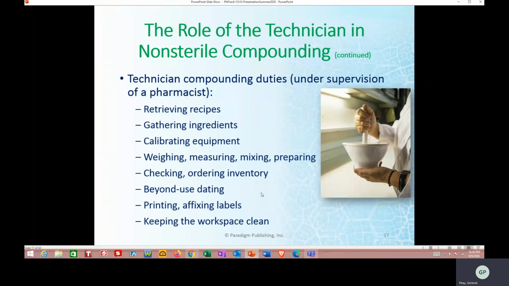Beyond use dating is basically the same as an expiration date. You mainly use beyond use dating when you're doing any compounding, and you can get that information off a website. The USP has that website. Typically, most ointments or creams usually last about 90 days, give or take. This can also be accessed in the pharmacy's intranet.